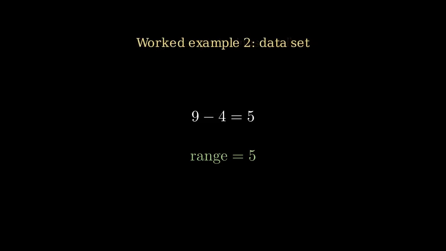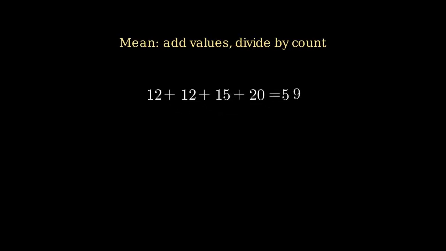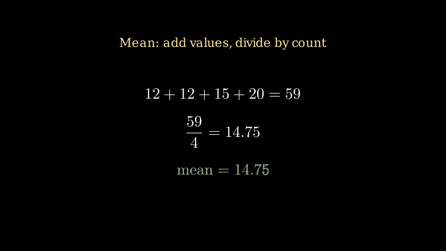Now let's look at worked example 2 with the data set 12, 15, 12, 20. This set already happens to be close to ordered, but let's order it properly. 12, 12, 15, 20. For the mean, we add all 4 values. 12 plus 12 plus 15 plus 20 equals 59. Then we divide by the count, which is 4. 59 divided by 4 equals 14.75. So the mean is 14.75.